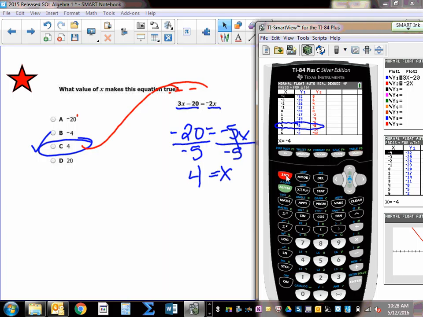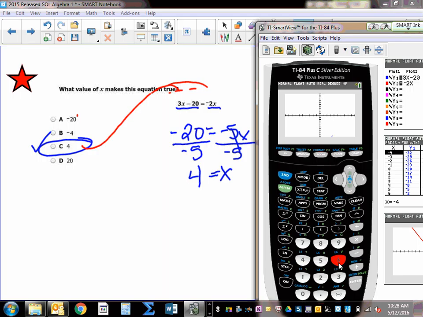Or I can go to my graph again, and I can go ahead and do intersection. Second, calculate, intersection, enter, enter, enter, and it gives you your answer, x is 4. So I think we're up to 5 different ways you could have solved that problem. So never just skip over a problem in the SL and don't try it at all. You have many, many, many ways you can figure it out.